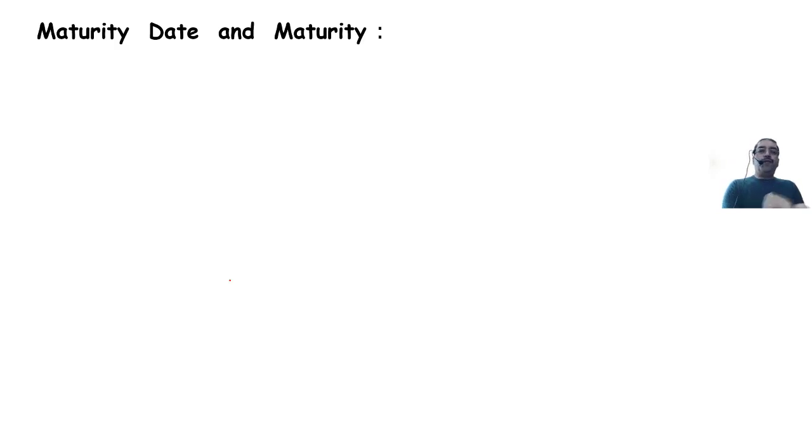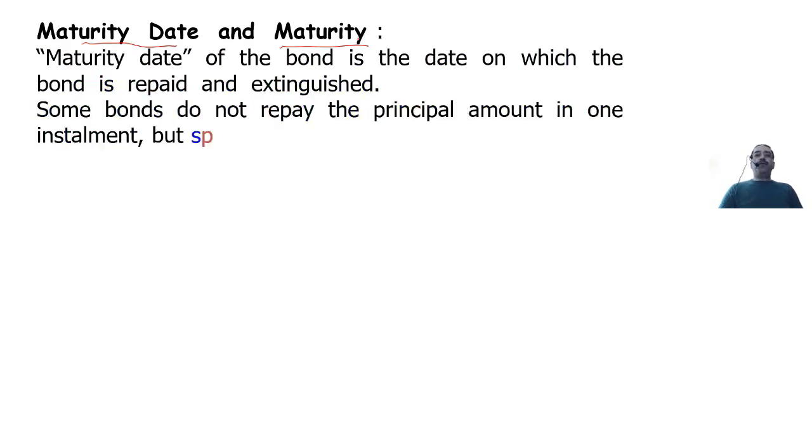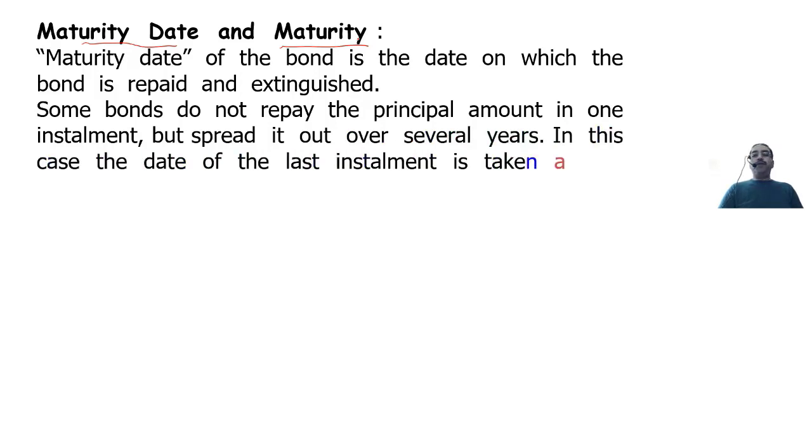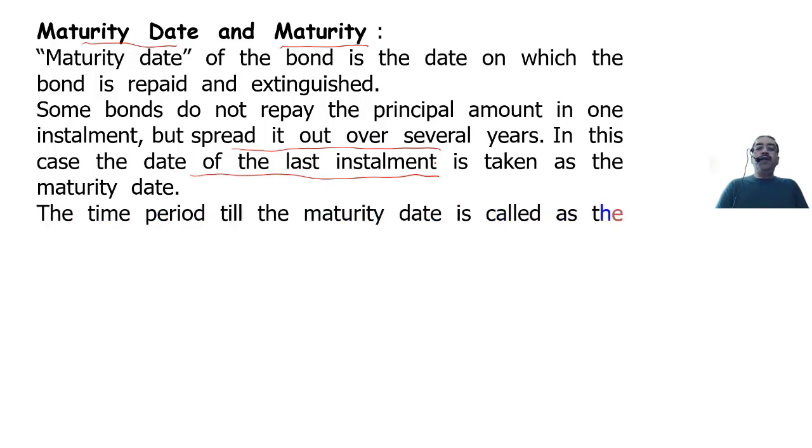Okay. Now that is about maturity date. What is maturity? Maturity is the period from the date of issue of the bond till the date of maturity. So first, maturity date is the date on which the bond is repaid and extinguished. Second, some bonds do not repay the principal amount in one installment, but spread it out over a number of years. So the date of the last installment is called the maturity date. The time period till the maturity date is called the maturity of the bond.